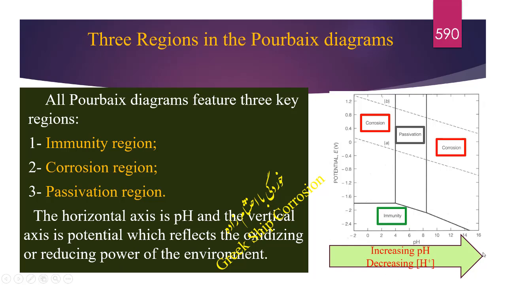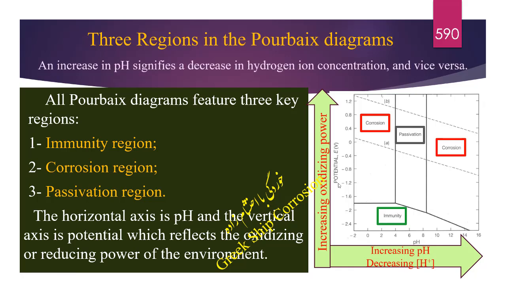Increasing pH, or decreasing proton concentration, means increasing oxidizing power or increasing potential. An increase in pH signifies a decrease in hydrogen-ion concentration and vice versa.